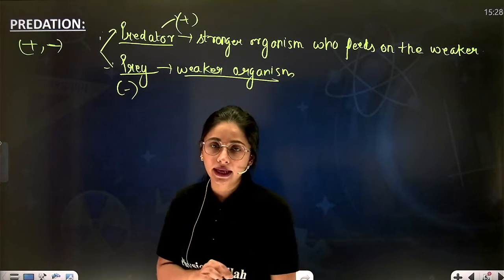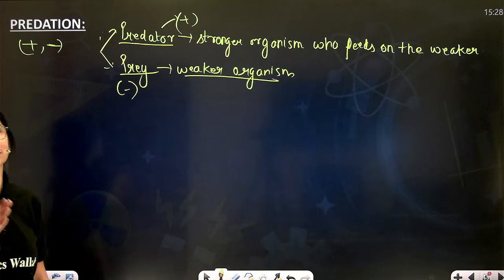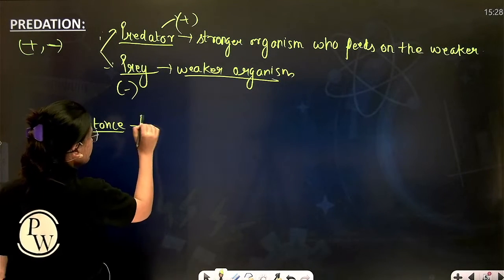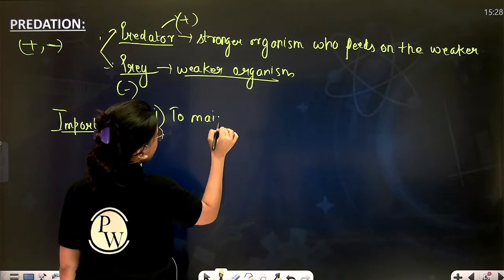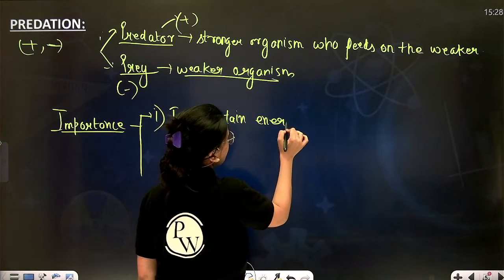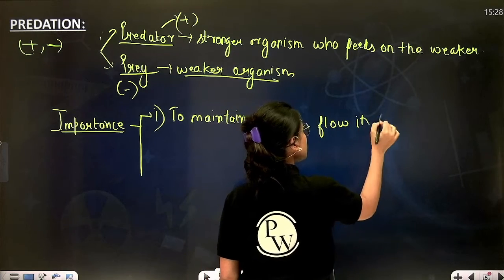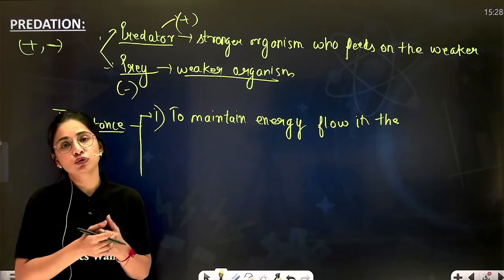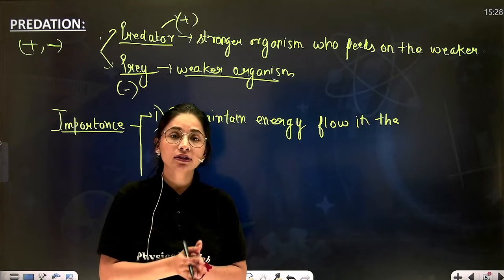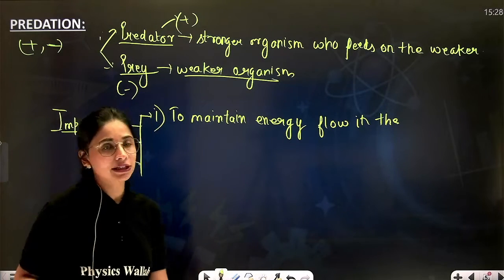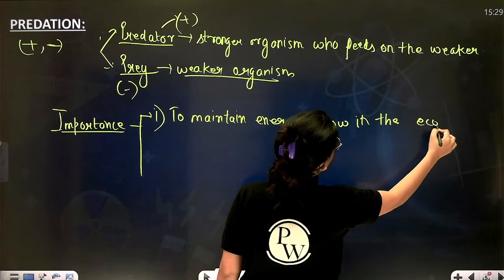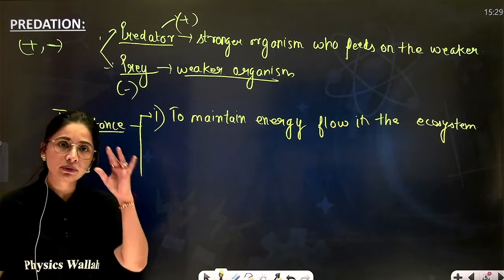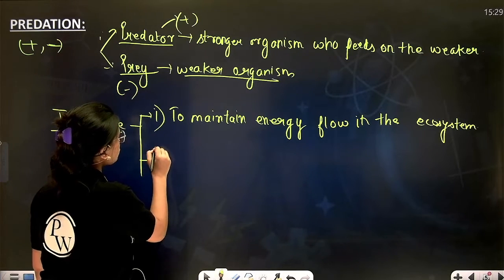But you know, it is very important, as it is necessary for maintaining the energy flow. So write the importance of predation. First importance of predation is to maintain energy flow in the ecosystem. Imagine if the trees made food, and if herbivores are not feeding on them, then how will the energy from the producer pass to the herbivore? Now if carnivores are not feeding on herbivores, then how will the energy flow from herbivore to carnivore? So it's for this unidirectional flow, to maintain energy flow in the ecosystem, the simple concept of predation is very important. Understood everyone?